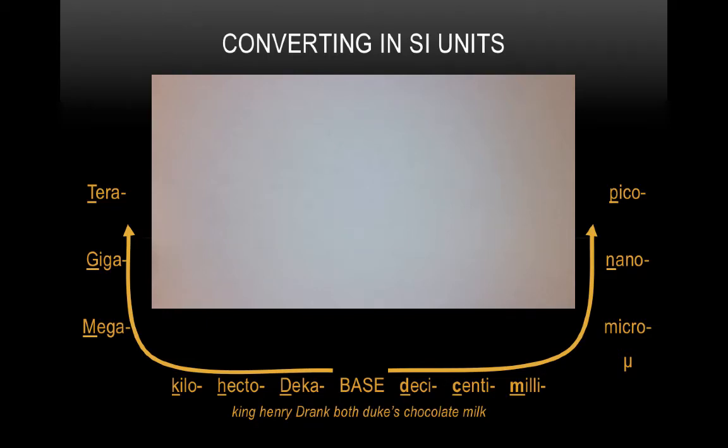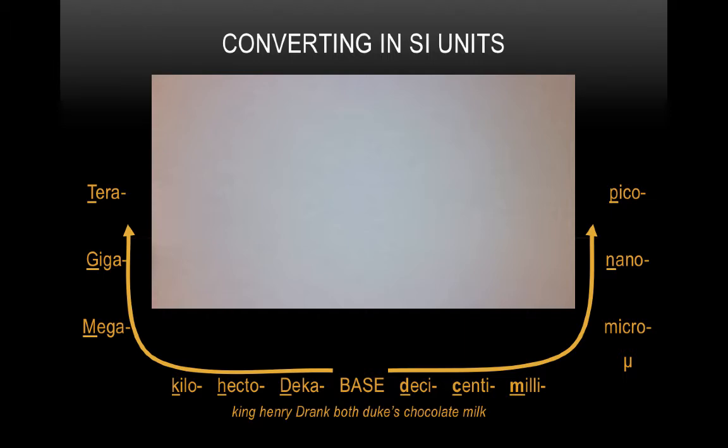Hello, chemistry students. This is Mr. Suker, and we're going to review converting in SI units, formerly known as Le Système International, or more commonly the metric system. The great thing about working in metric units, which all scientists should, is that converting from one unit to another in a certain quantity is as simple as knowing powers of 10.